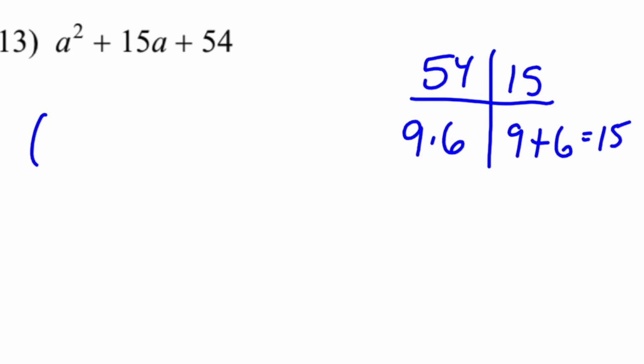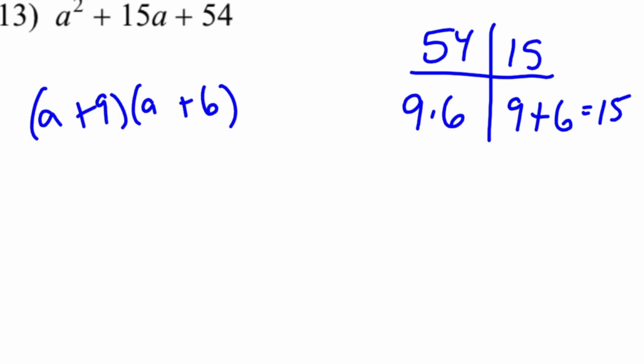So that means in my answer, they will both start with an a because that is our variable here. I have a plus 9 and a plus 6. And you could have those backwards. You could have a plus 6 and a plus 9. Doesn't matter. Those are the same thing. You don't have to write them both.